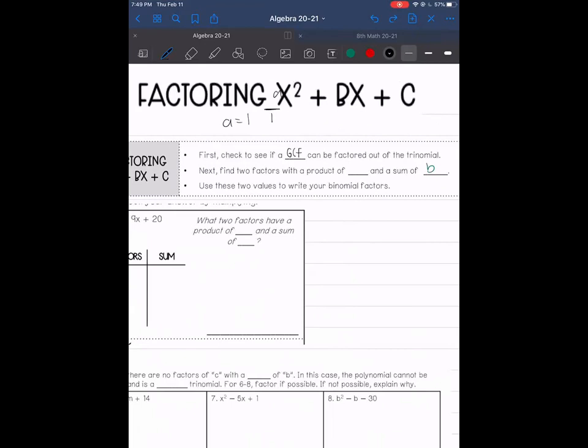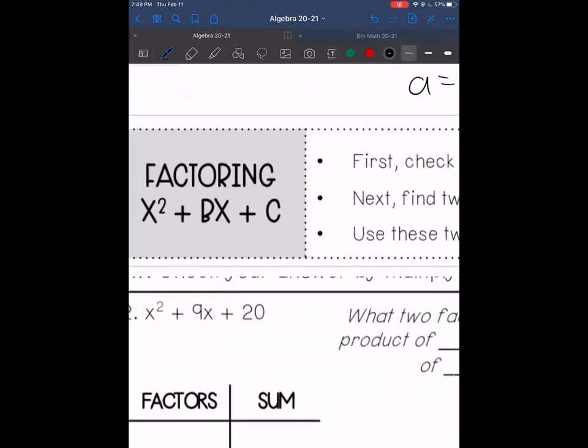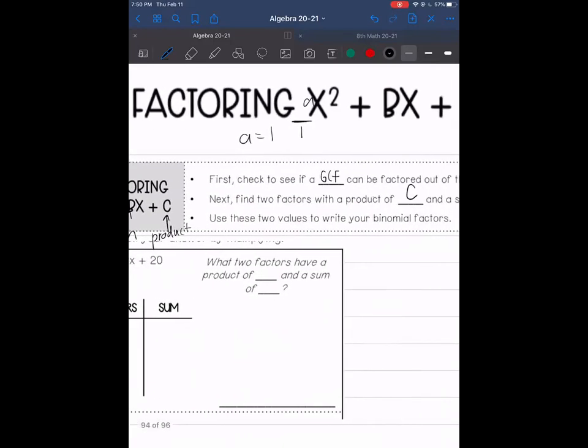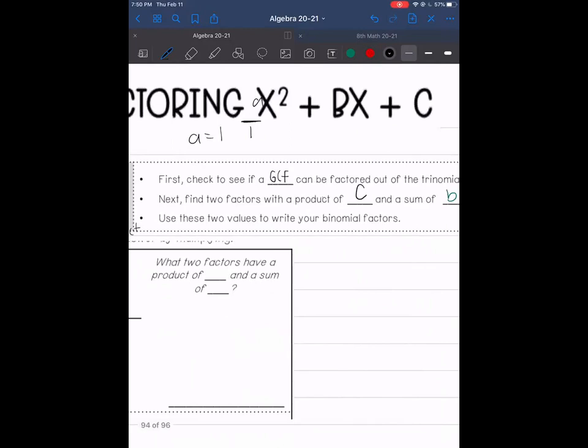So that's step 1. Step 2 is we're going to find two factors, or two integers, with a product of C and the sum of B, which I already have written in there. So we want the product of C and the sum of B. And these are going to be what we use to figure out what our factors are. They will be our factors.